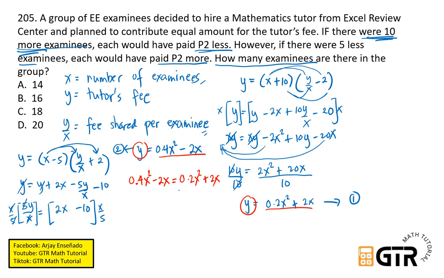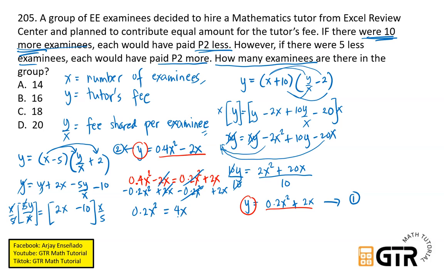Pagsamahin natin yung x squared. So minus 0.2x squared to both sides. So maka-cancel out na ito. Therefore, we have 0.4 minus 0.2, that is 0.2x squared. And then minus 2x. Tapos gawin nating 0 itong kabilang side, or pwede naman sa kabilang side na natin dalhin ito. So plus 2x to both sides para makancel na ito. 0.2x squared is equal to 2x plus 2x.